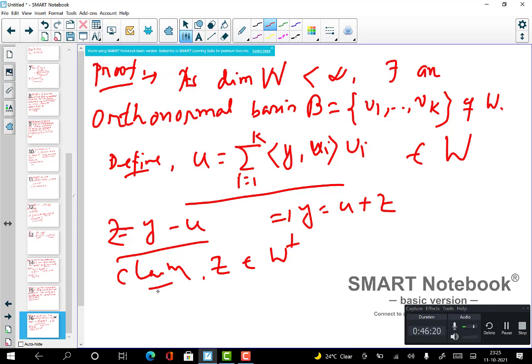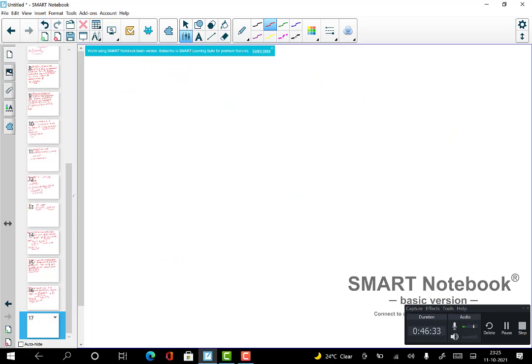Now, if you want to prove that an element z is inside W perp, it is enough to prove that z is orthogonal to all the basis vectors. I just described that, right? So now, how to check that? What happens to z with this basis vector, say vi?